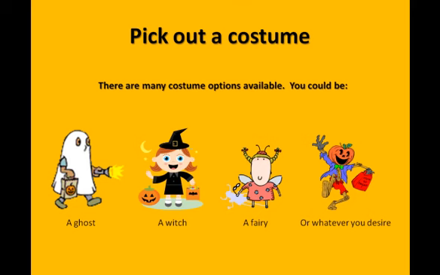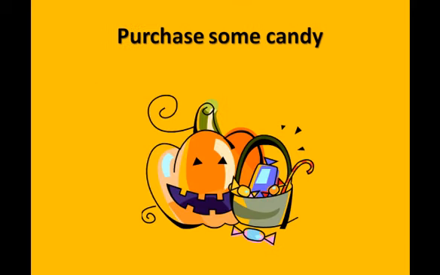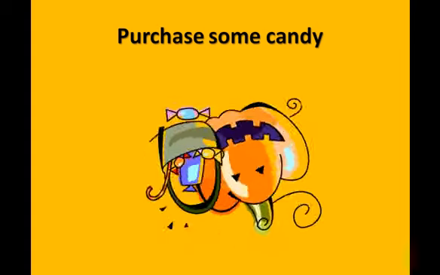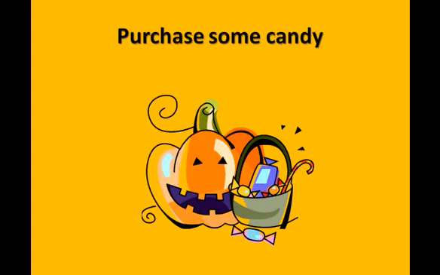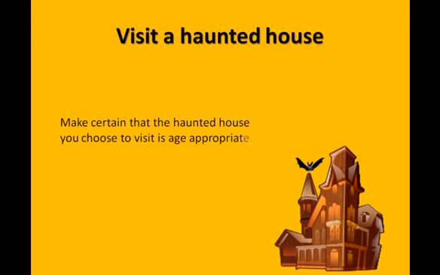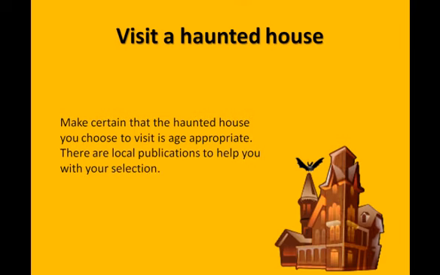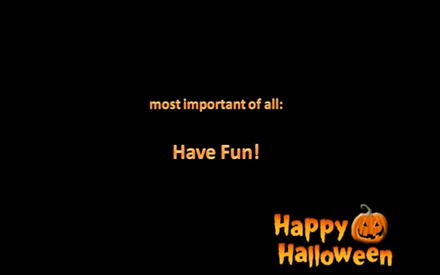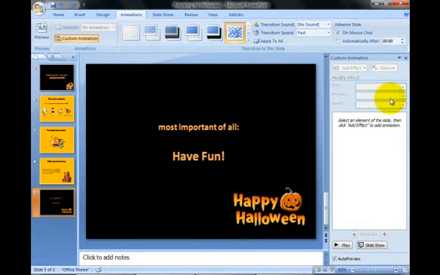All of the clip art here was used with Microsoft PowerPoint. The purchase some candy slide came up. If I click on my mouse or use my arrow key, it'll spin. Visit a haunted house. The haunted house came in as we moved it to the first position in the list. The text is coming in like a typewriter. And then my final page is pixelated. And that concludes how to add animations to PowerPoint.